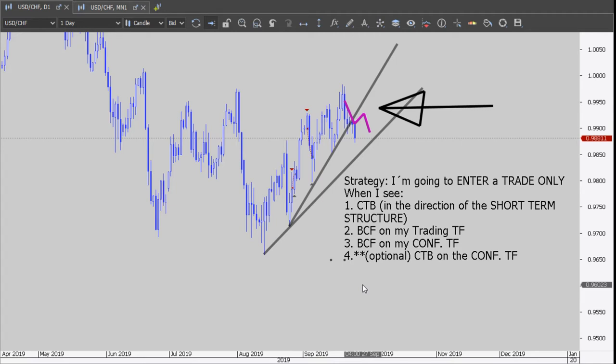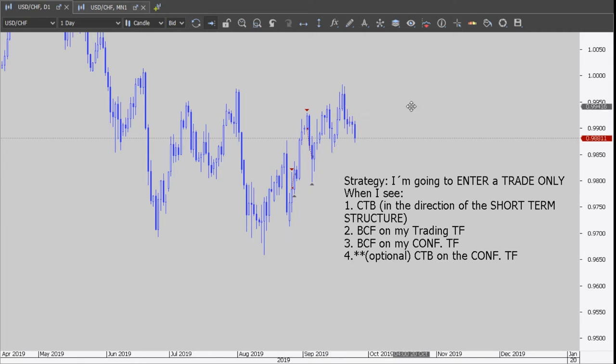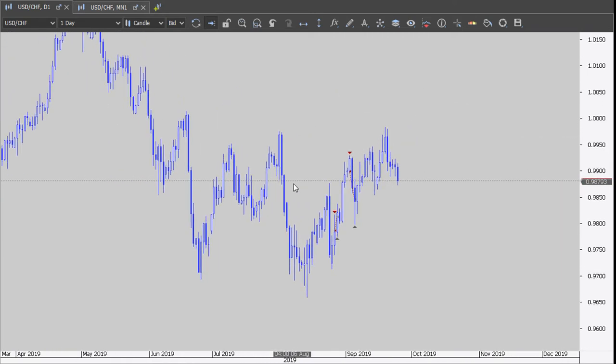Okay, so I'm going to enter the trade only when I see a counter trend line break in the direction of the short-term trend or structure, with a bearish candlestick formation on my trading time frame. Okay, I'm going to delete this, delete and delete. So this is the strategy part.